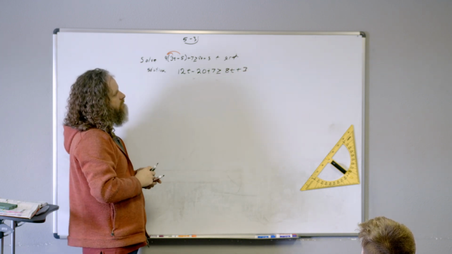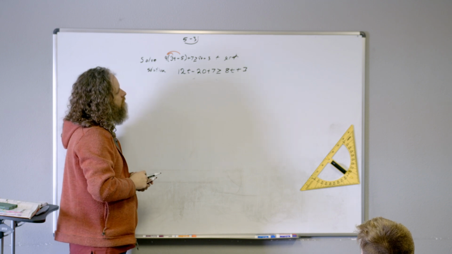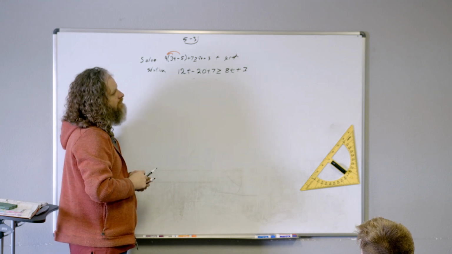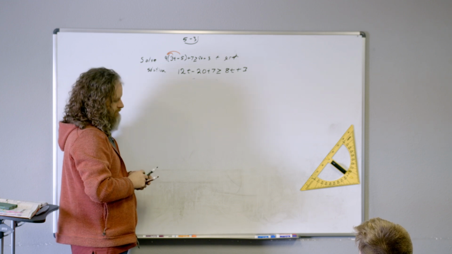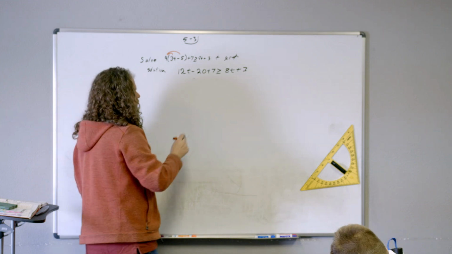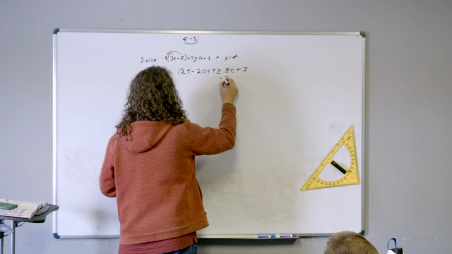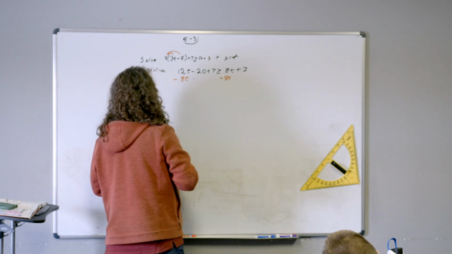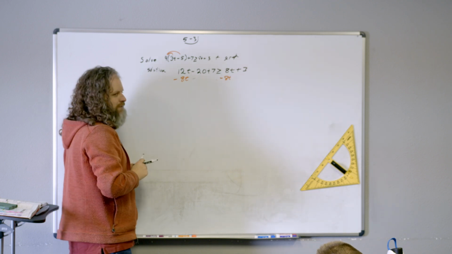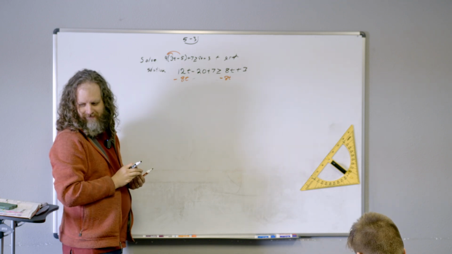Now what? Combine the t's. How? By minusing. Okay. Subtract what? The 8. That's fine. We're gonna do. What is 12t minus 8t?